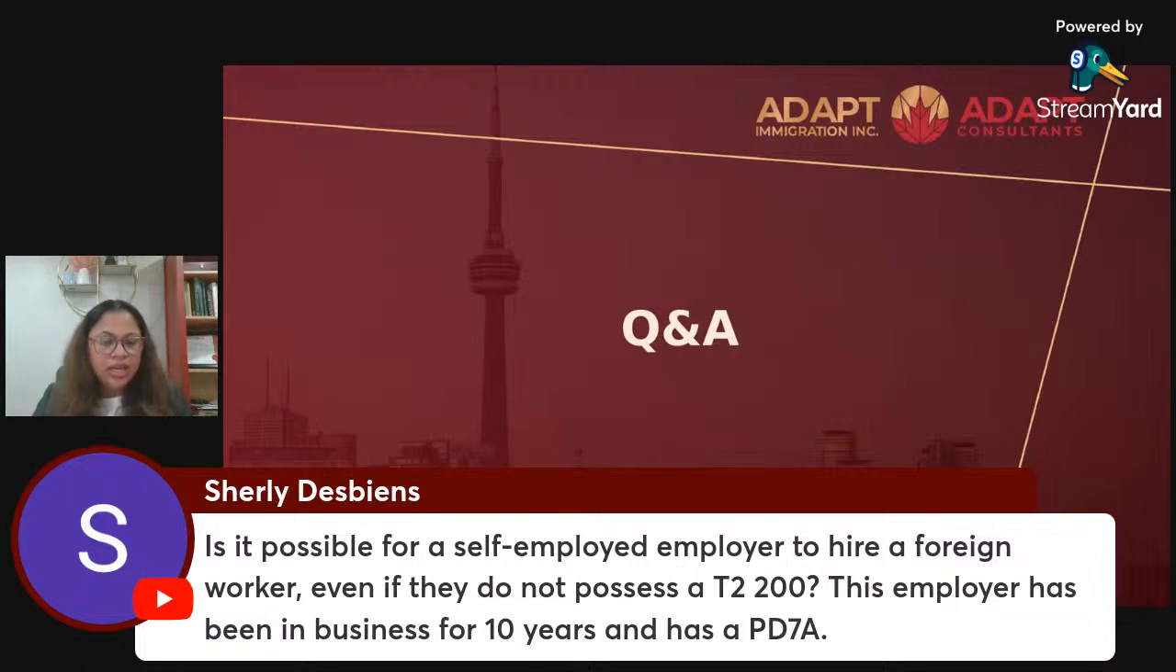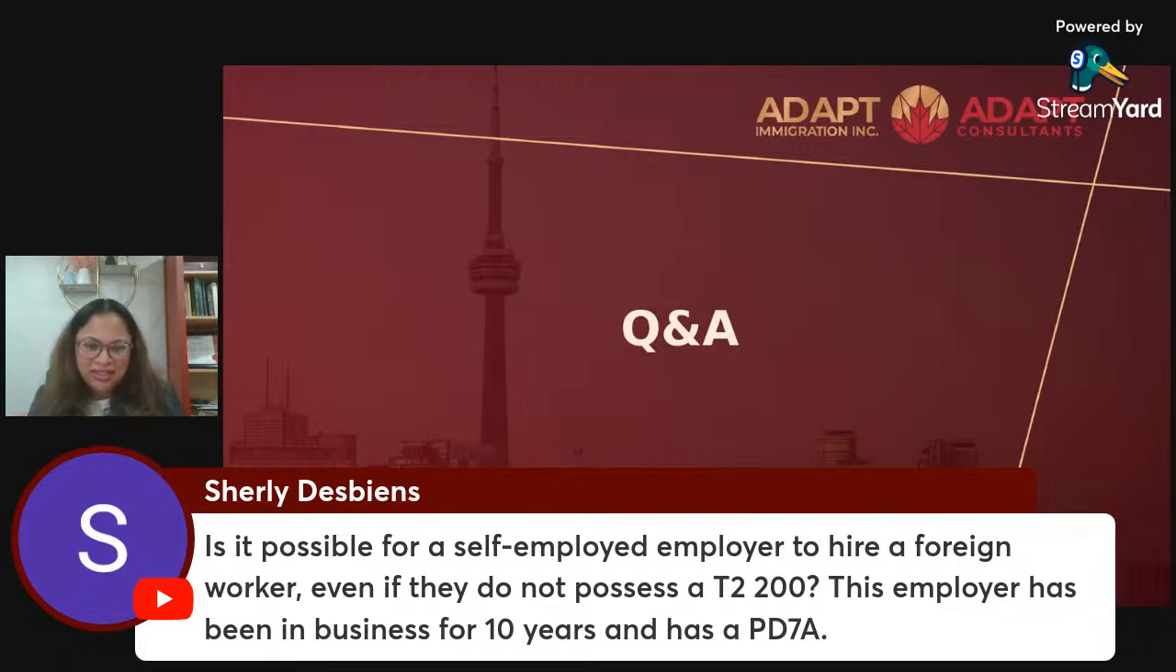Is it possible for a self-employed employer to hire a foreign worker, even if they do not possess the T2-200? This employer has been in business for 10 years and has a PD7A. Surely, you can. Self-employed employer means that they own the business. Is that what you're saying?